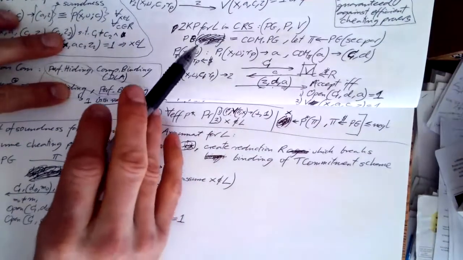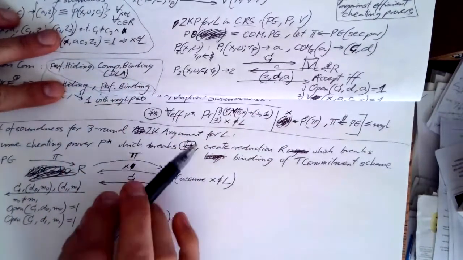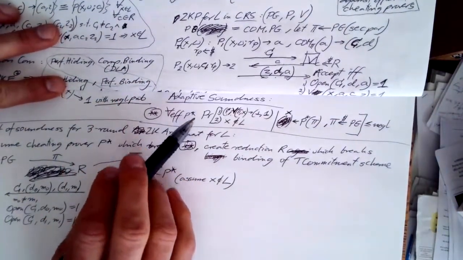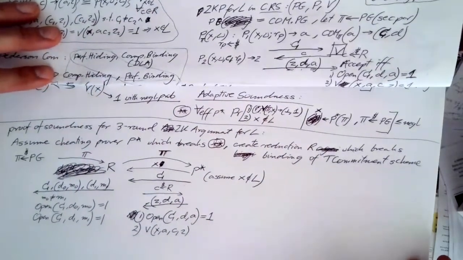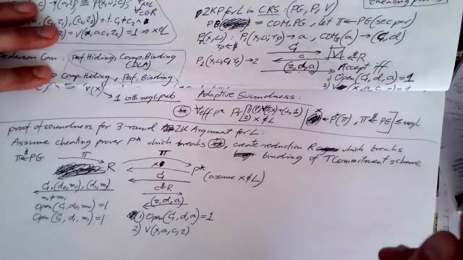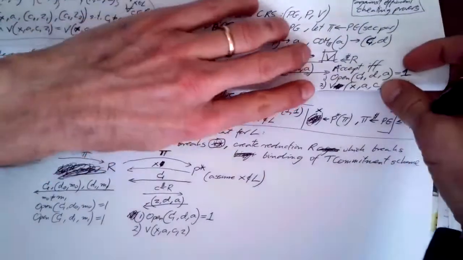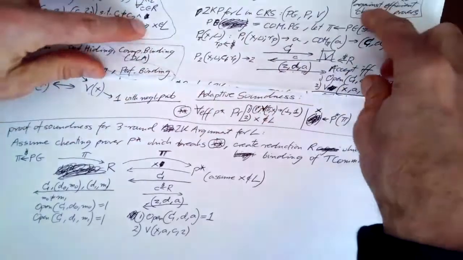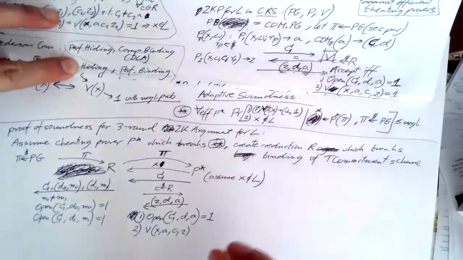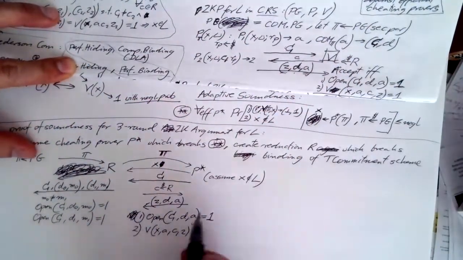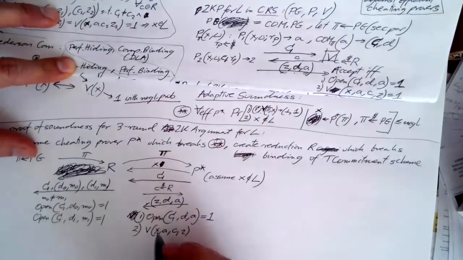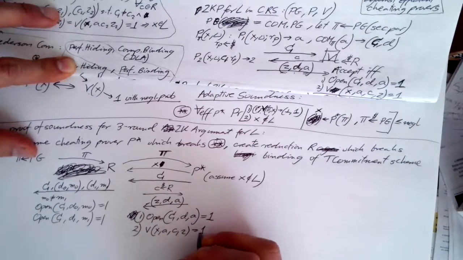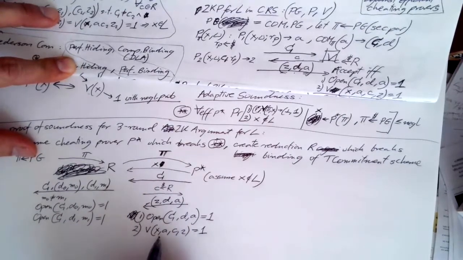This is the proof system, and this is the property that the prover breaks. And what did the honest verifier do? The honest verifier checked these two things.